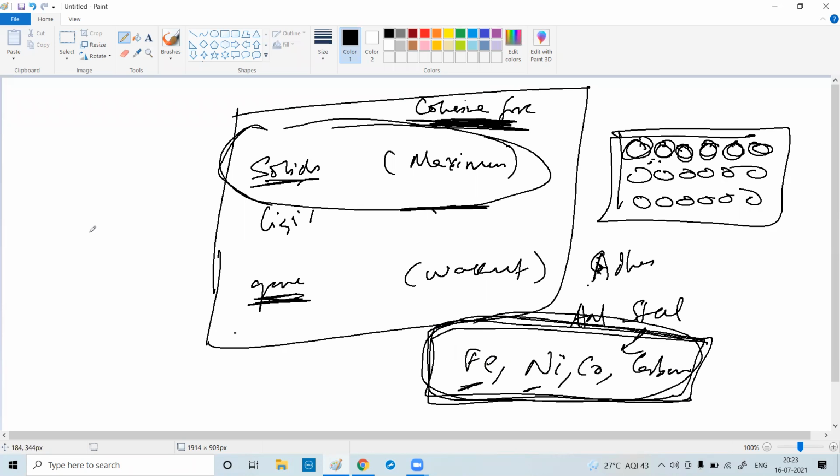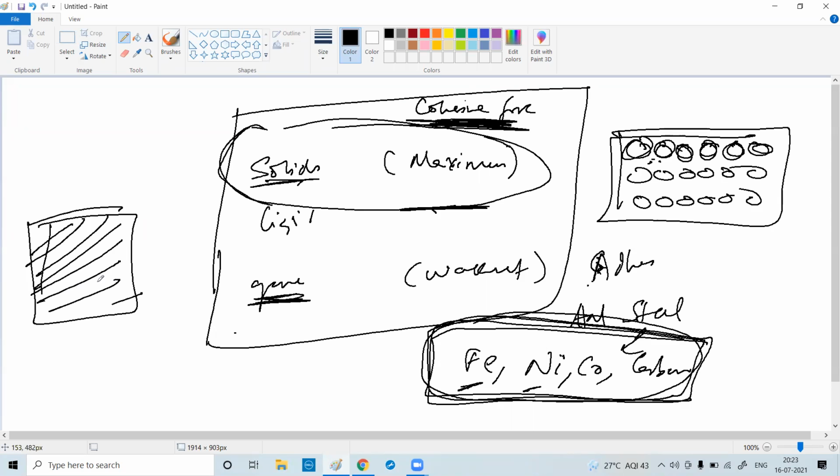If you're having a block of steel, then it has both cohesive and adhesive force, because the steel does not have only molecules of the same type. It has molecules of different types, like nickel, iron, cobalt, carbon. Is it clear to all of you?